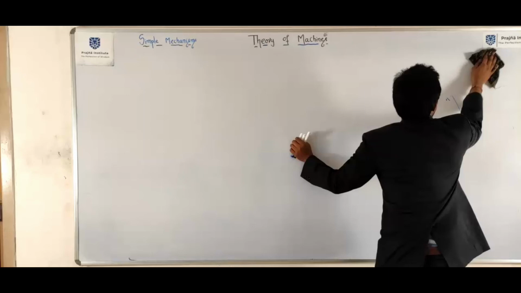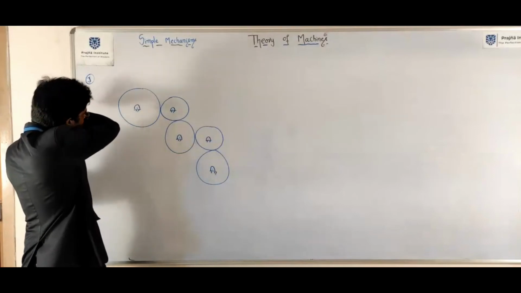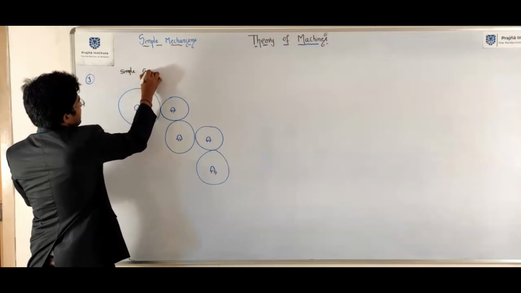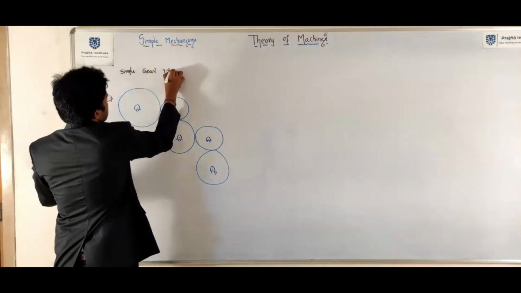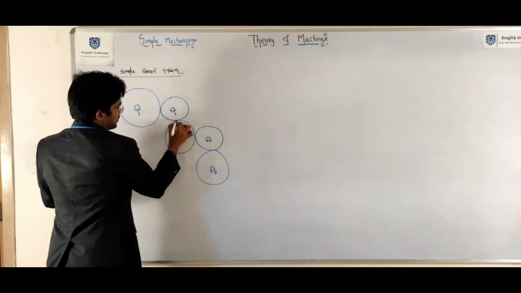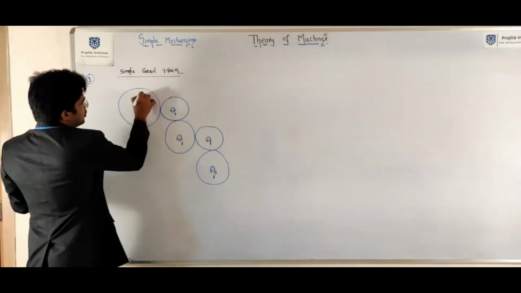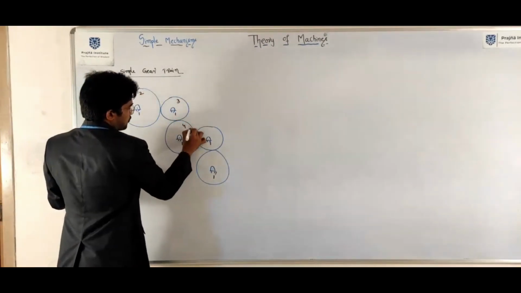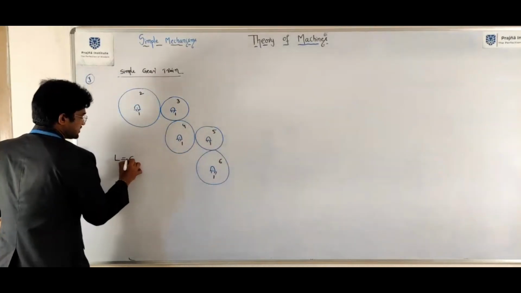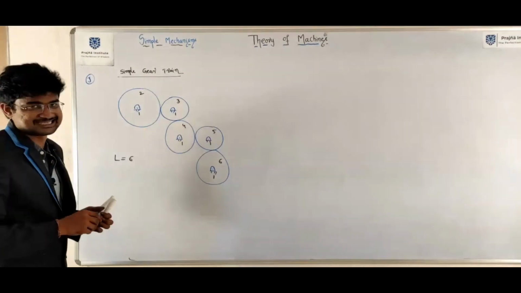Clear? So it is a simple gear train. Degree of freedom of simple gear train. 1, 2, 3, 4, 5, 6. Total number of links 6. 1 degree of freedom you should get, because one input is enough to run the system.